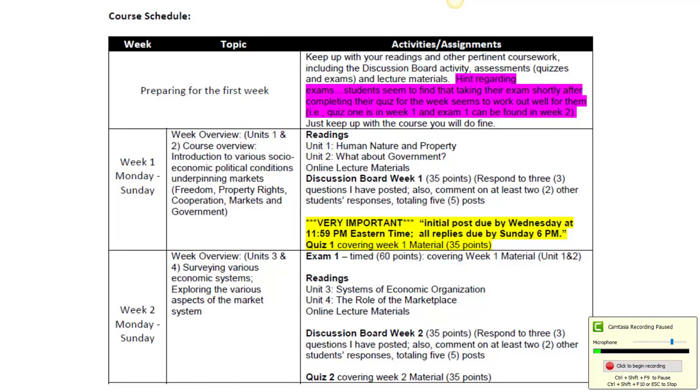So any corrections for quiz one are due at the end of week one. On to week two again. Exam one is a timed exam. You'll have ample time to do this, and it covers the material from the previous week. This is why I suggest you start with that, so that it's still fresh in your head. Same routine: there are readings, units 3 and 4, with several chapters included, along with the online lecture materials and, of course, the discussion board. Rolling through the course all the way through week 7, we have discussion boards and quizzes.